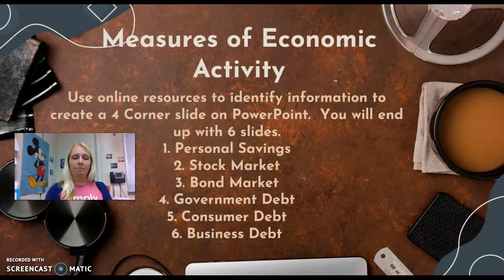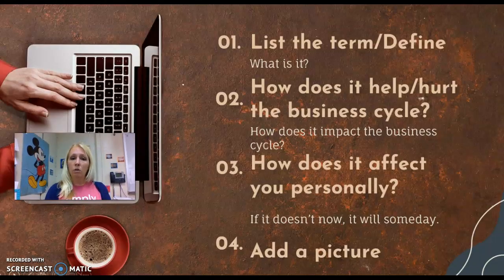But I want you to look these up, and you're going to create what's called a 4-corner poster. And in your 4-corner poster, one corner is going to list the term and then define it. So what is it? In the second corner, you will tell me how it hurts or helps the business cycle. How does it impact it? In the third corner, how does it affect you personally? And you know what? It might not personally affect you right now, but it will eventually. Okay, so think about in the future, how will it affect you? And then in the 4th corner, you're going to add a picture. Something to help you remember it, something that makes you think of it. Add that in that 4th corner to help you out.